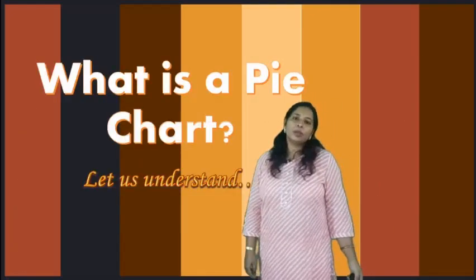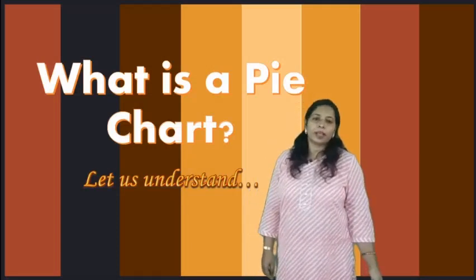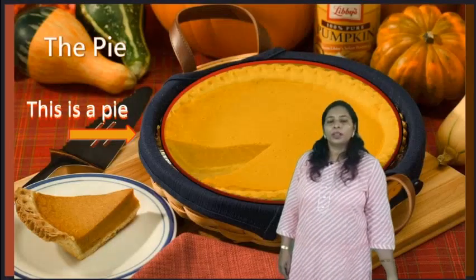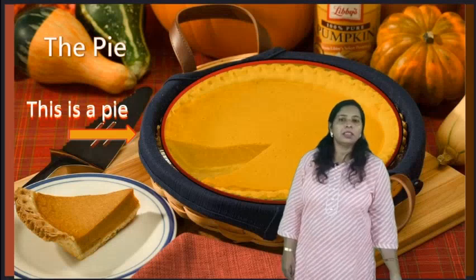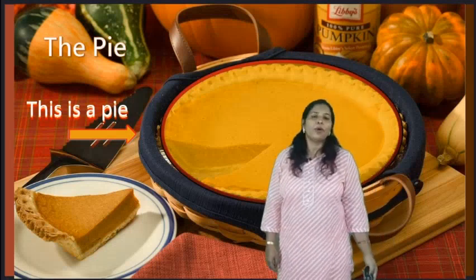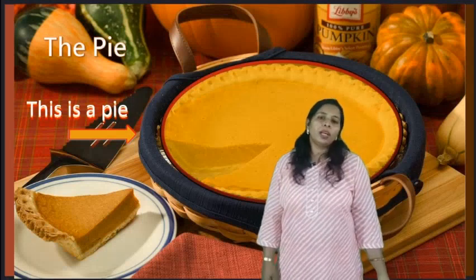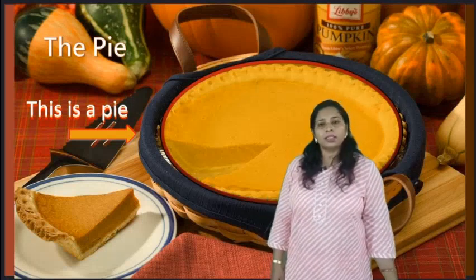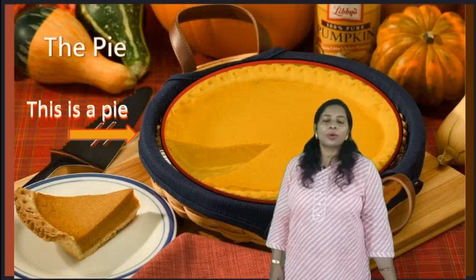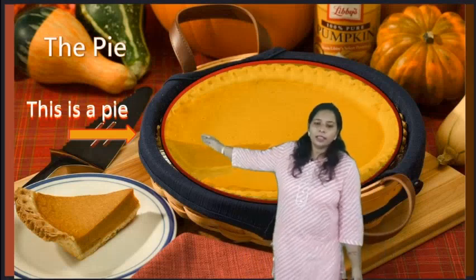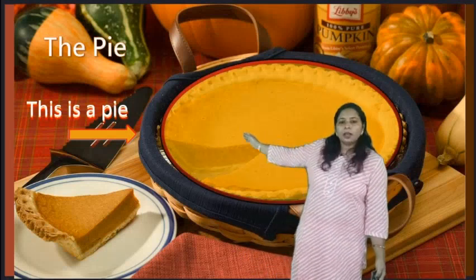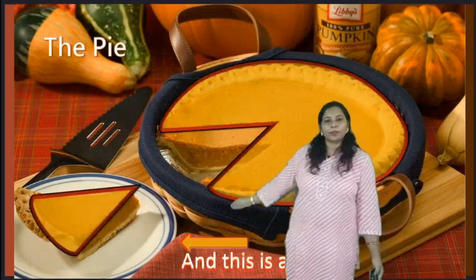The first is, what is a pie chart? You can see in this figure, this is one pie. So, what is a pie? Basically, a pie is a type of baked dish that is in a circular shape. You can see in this figure that this is one circular shape.